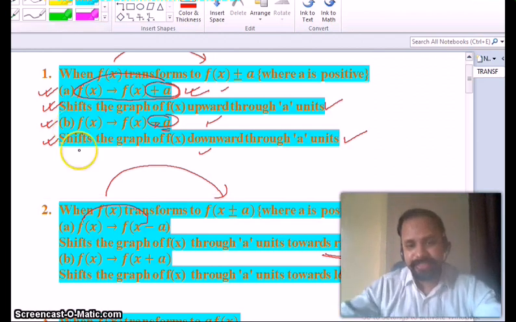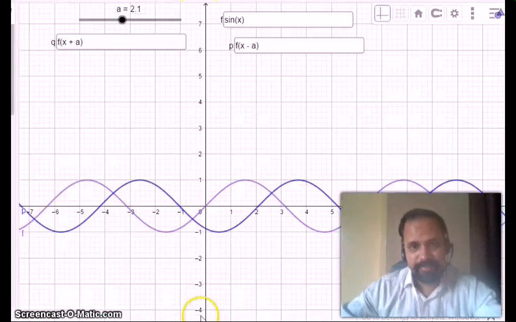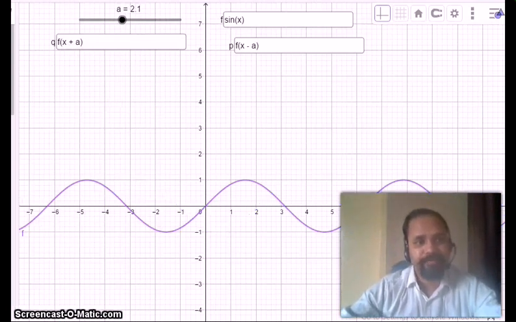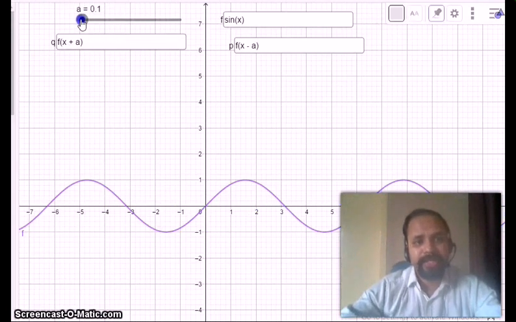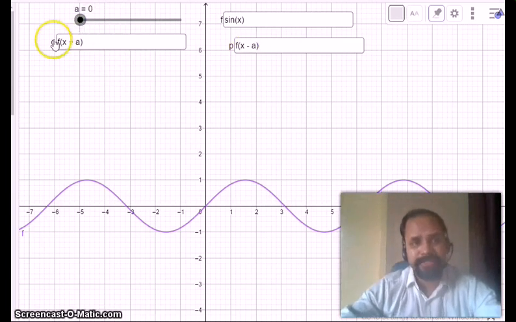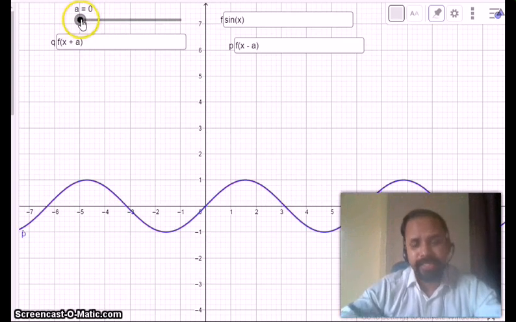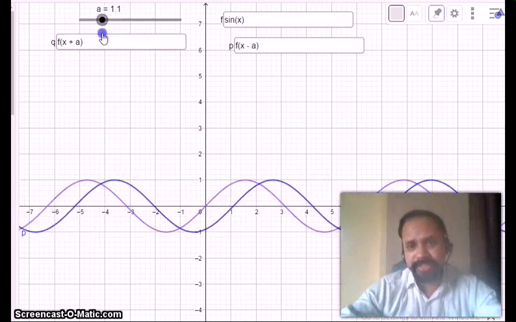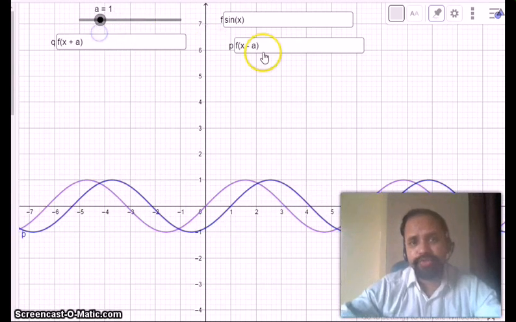Okay, let's see in graph. If we have graph y equals sin x, and we have to draw the graph of f(x minus a), and a is this one. If you have to draw the graph of x minus a, please see the graph. It will go a unit right hand side. Please see, if a equals 1, here the graph of sin x at x equals 0, now this graph changes to x equals 1.